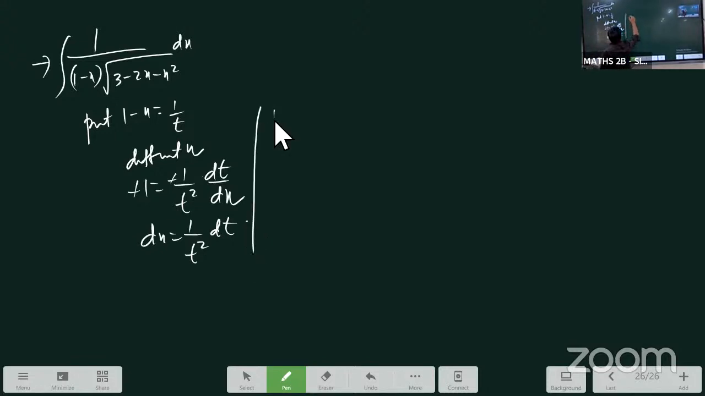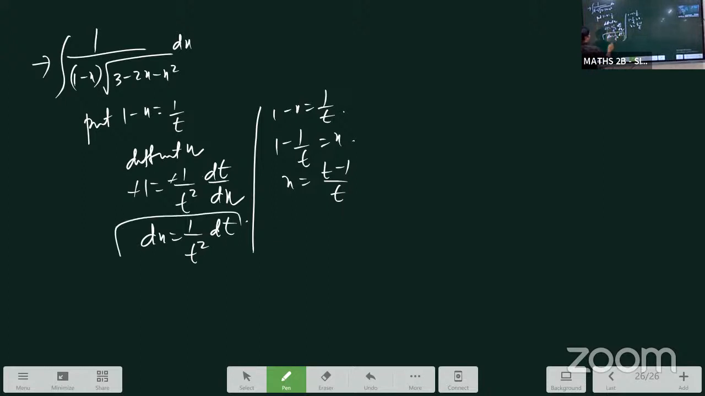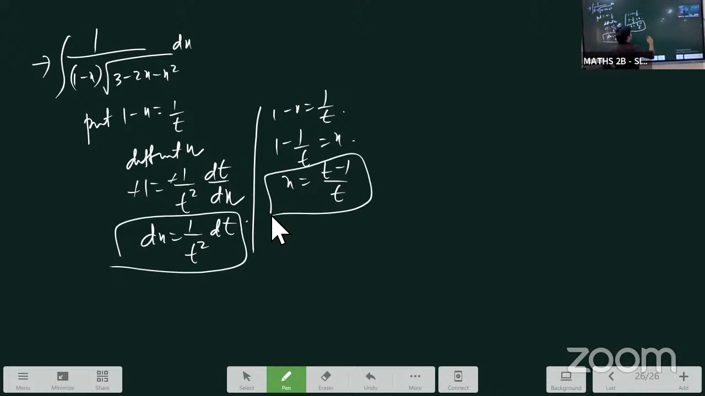Same again, 1 minus x is given as 1 by t. Now I want to make x the subject, right? Then 1 minus 1 by t equal to x, then x equal to t minus 1 by t. Be careful with this substitution. Now dx is in terms of t, x is also in terms of t. Now replace everything in your integration.